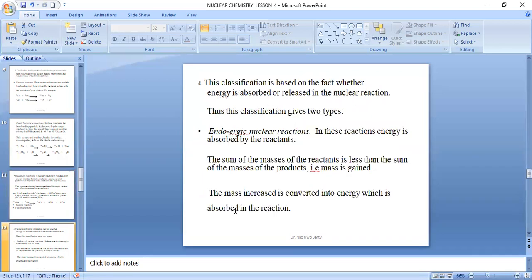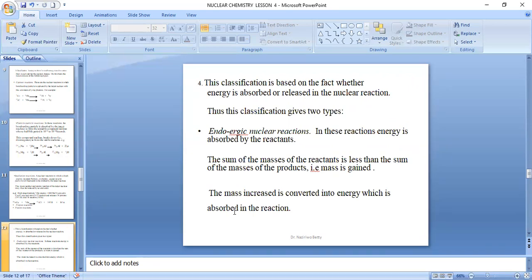The first classification is based on the fact whether energy is absorbed or released in the nuclear reaction. Also, this classification gives two types of nuclear reaction. We have the endergonic nuclear reaction. This is the same as an endothermic reaction. In these reactions, energy is absorbed by the reactant.